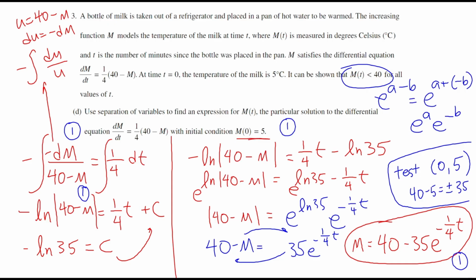And so 4 points in part D to get us to the total of 9 points for this free response question. And that's it for this question.